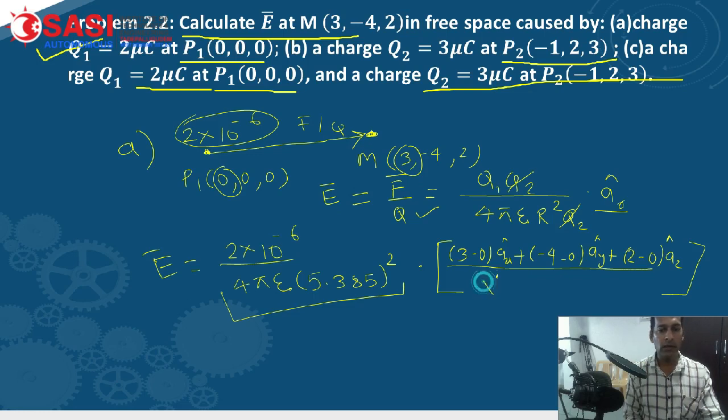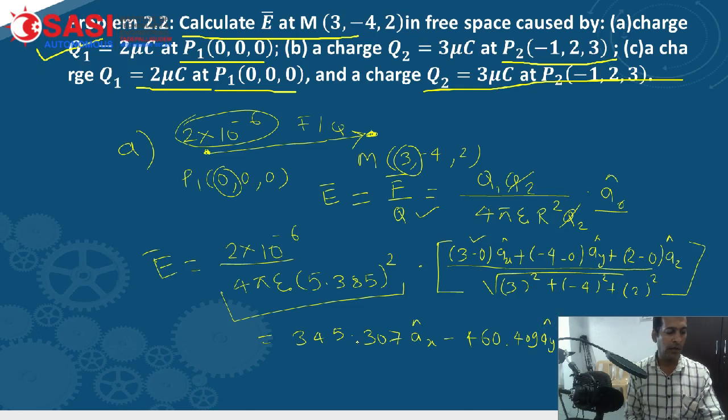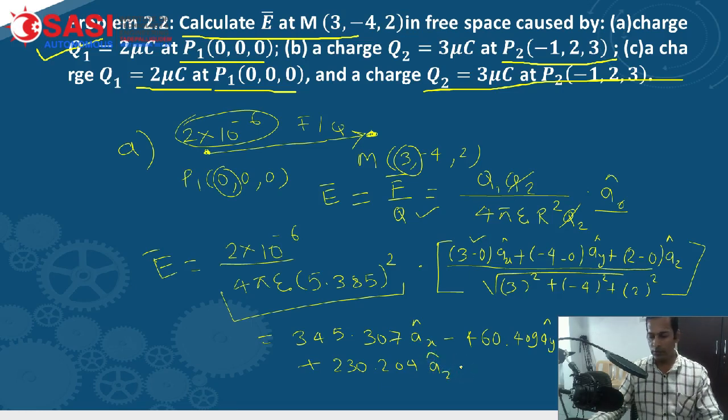AZ cap, and the magnitude will come to 3 minus 0 is 3, so 3 square plus -4 minus 0 is -4 whole square plus 2 square. After solving this we get 345.307 AX cap minus 460.409 AY cap plus 230.204 AZ cap. So this is the solution for the first part.